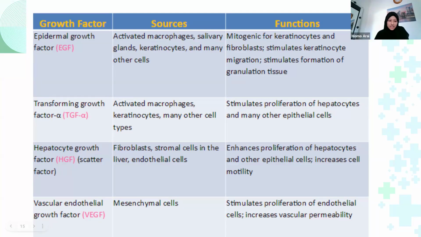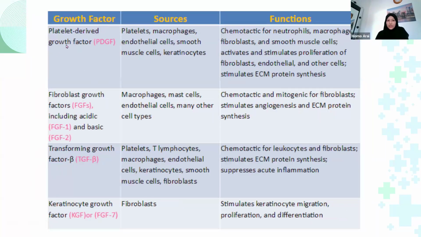okay, because it has a different name from keratinocytes. The second table, platelet-derived growth factor, is in a lot of things. You'll see PDGF in a lot of things, like white blood cells, smooth muscles, and so on. The important thing, again, in terms of tissue repair, is the extracellular matrix formation. So extracellular matrix formation by PDGF, by fibroblast growth factors, and transforming growth factor beta.